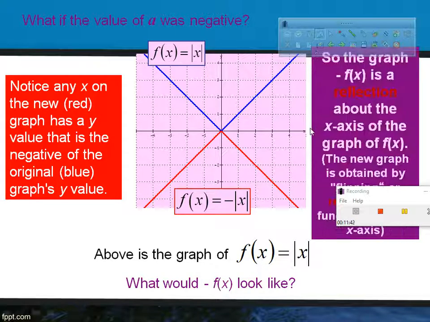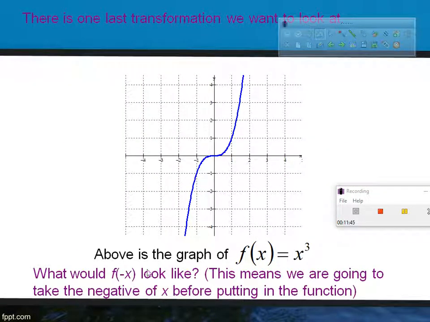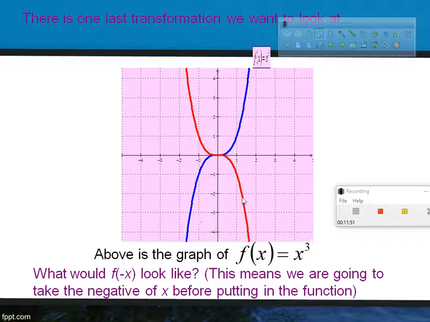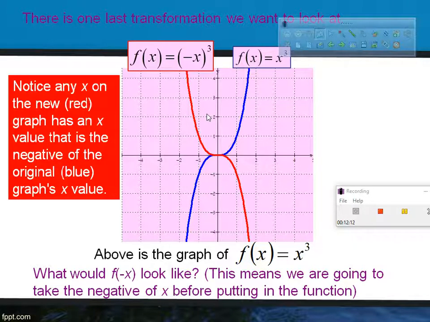Now, what's interesting is if you multiply it by a negative inside the function, it doesn't reflect it across the x-axis, it reflects it across the y-axis. So if you look for this one in blue, your cubic function, if you have a negative inside the function, you see that negative x cubed, it doesn't reflect it across the x-axis, even though it looks like it, it reflects it across the y-axis. And so in red, that would be that new graph for that one as well.